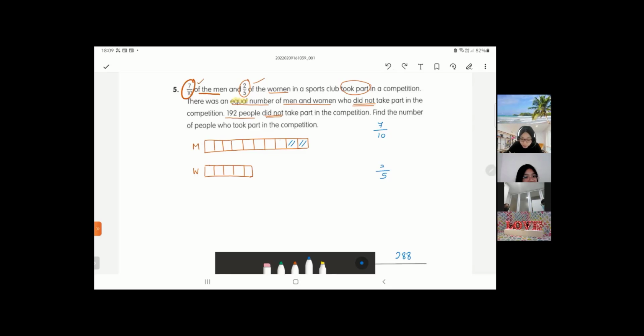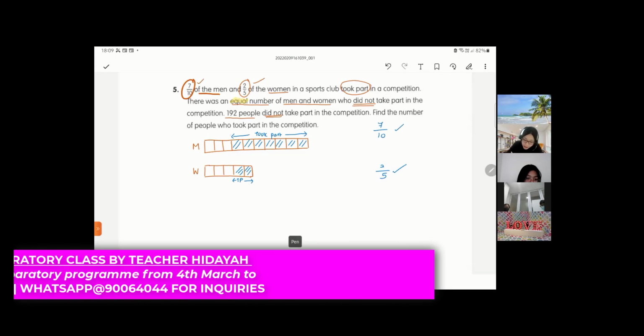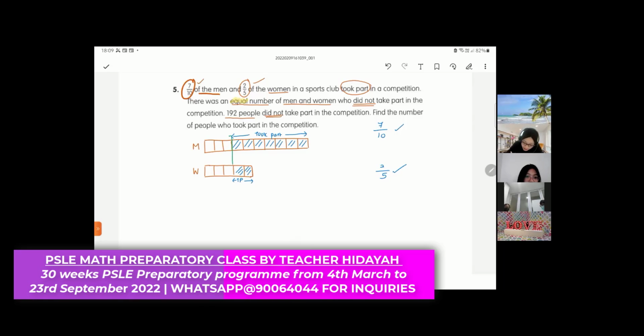So 1, 2, 3, 4, 5, 6, 7. These are those who took part in the competition. All right. Then done. Check. Then this one, 2/5 who took part. The women. 1, 2. These are those who took part. All right. Check. So the balance are those who did not take part. So which means this lot.